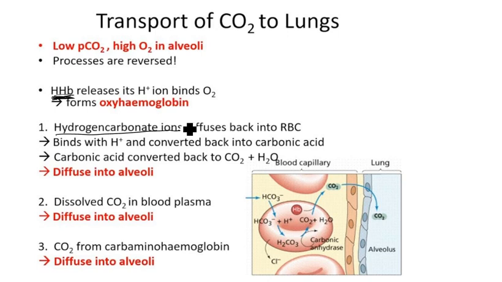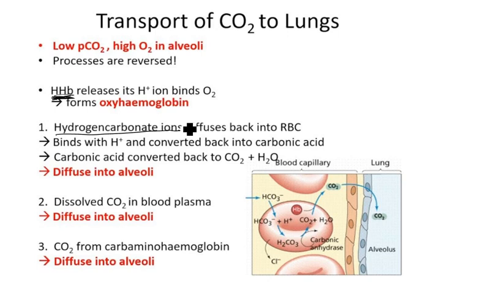Remember, I told you everything is in reverse. Before, it diffused from the red blood cell into the blood plasma, now it's coming back again. So it binds with hydrogen and converts back into carbonic acid. Now carbonic acid converts back to CO2 and H2O, and then diffuses into the alveoli. So it's the same process in a backward form.